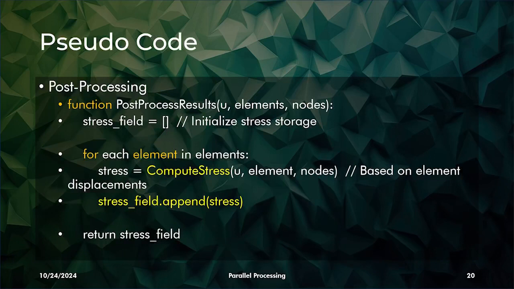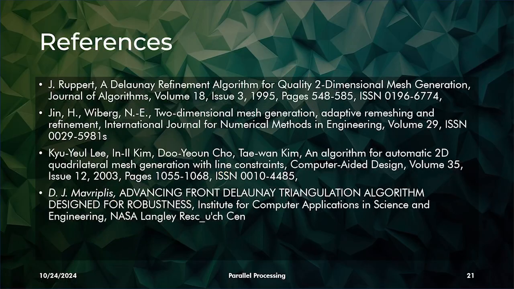As you can see, this step looks very much like calculating the stiffness matrix. For each element, we compute stress based on the U that we discovered in the previous slide, and we return the stress fields.